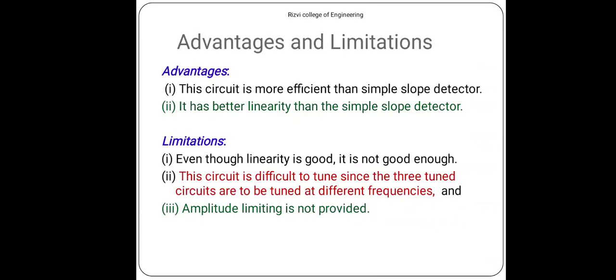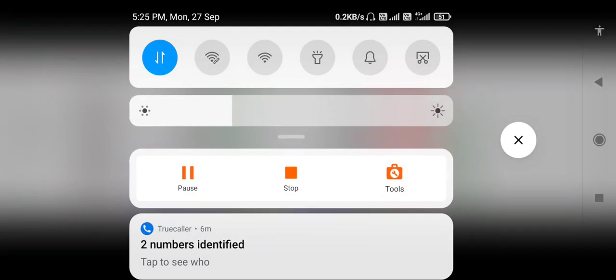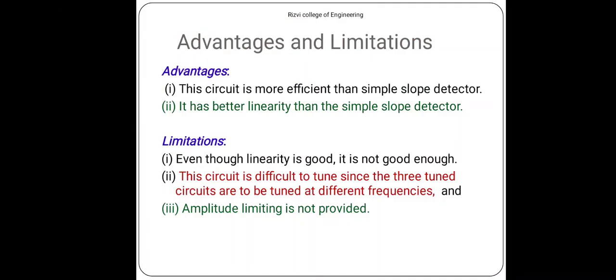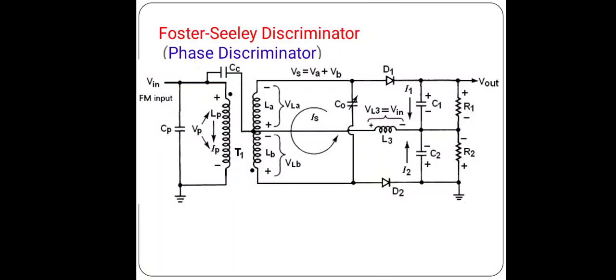Advantages: this circuit is more efficient than the simple slope detector. It has better linearity than the simple slope detector. Limitations: even though linearity is good, it is not good enough. The circuit is difficult to tune, since the three tuned circuits are to be tuned at different frequencies. Also, amplitude limiting is not provided.